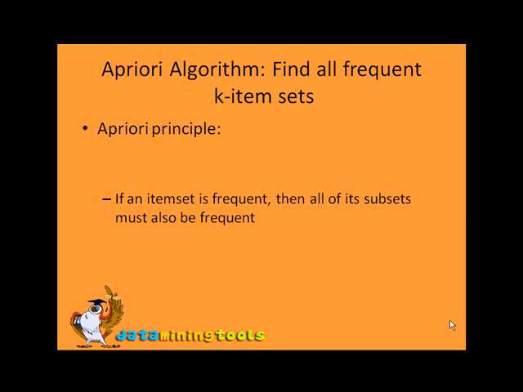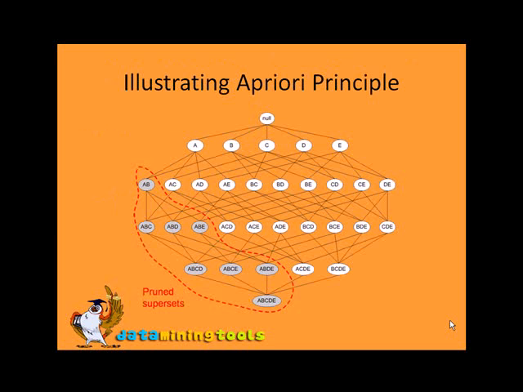Let's understand the Apriori algorithm to find all frequent k item sets. The Apriori principle states that if an item set is frequent, then all of its subsets must also be frequent. This is a diagram to illustrate the Apriori principle. Here we have shown all the item sets of A, B, C, D, E. We've also shown pruned supersets.